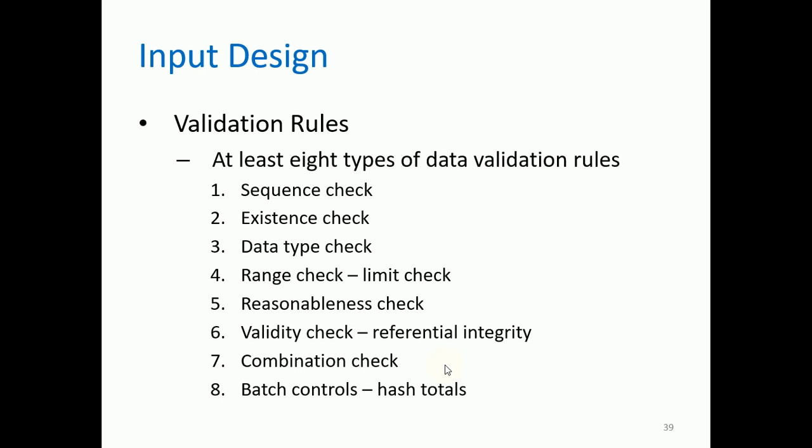And then we have number 8. We have batch controls or the hash totals. It's more for downloading files. They have these hash totals. So it should match the hash totals for the file and the file that you have downloaded. If there is a difference, meaning you have an error downloading or there are missing parts of that file.